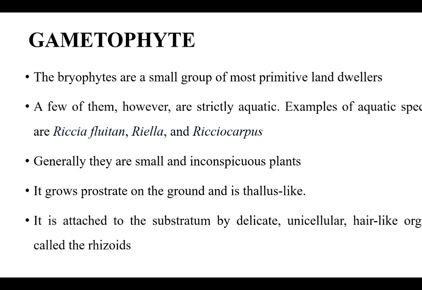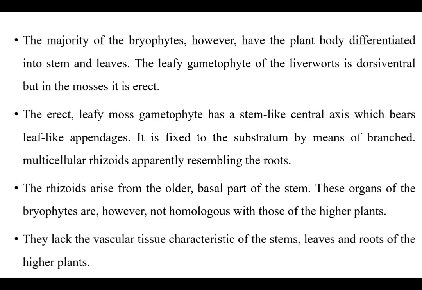The gametophyte of bryophyte is mainly a land dweller. They grow on the land, but some are strictly aquatic, for example, Riccia fluitans, Riella, Ricciocarpus. Generally, they are small and inconspicuous, growing prostrate on the ground. They attach to the substratum with the help of rhizoids, unicellular hair-like rhizoids.